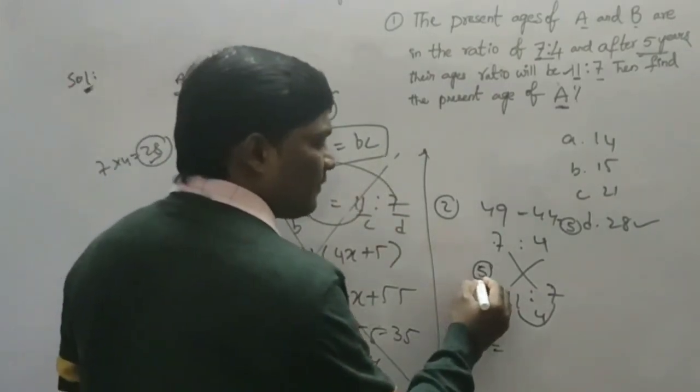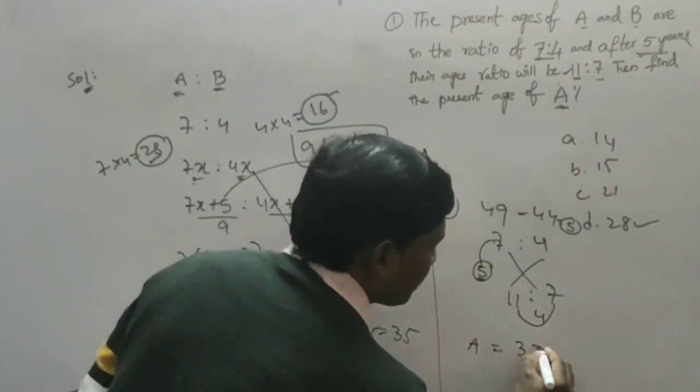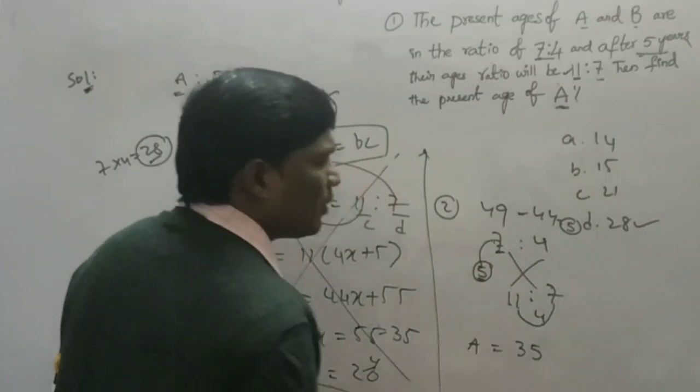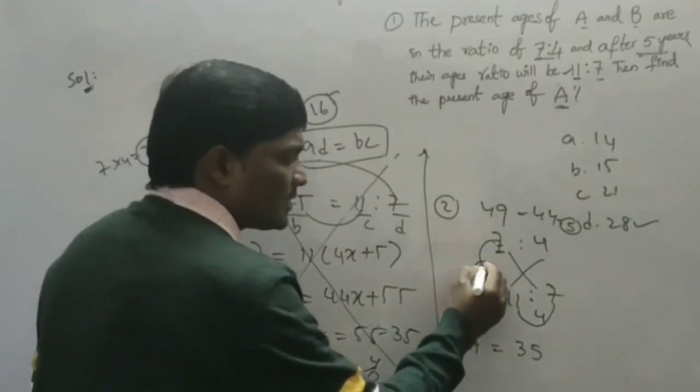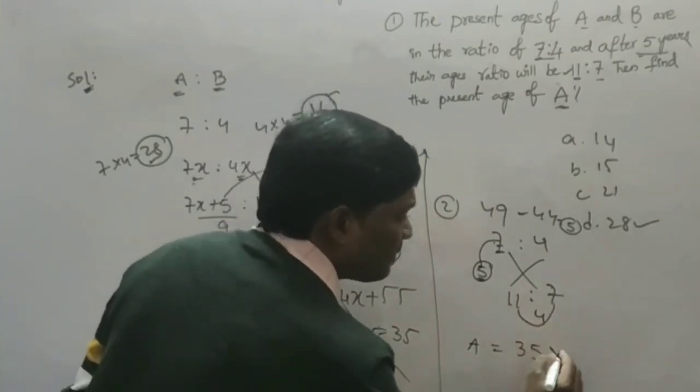After how many years? 5 years. So 5 sevens are 35. A means how many parts? 7 parts. So after 5 years, 7 fives are 35, into the second step difference.